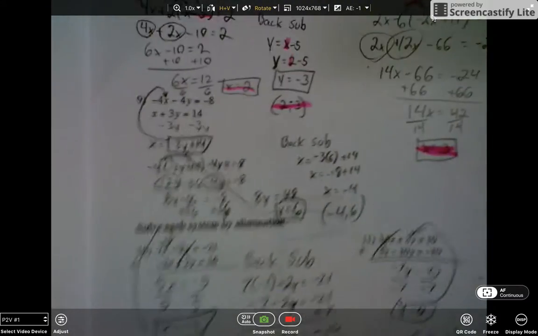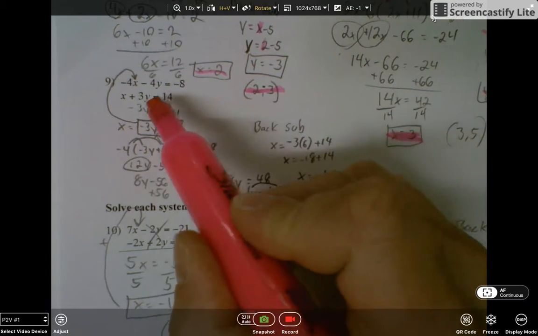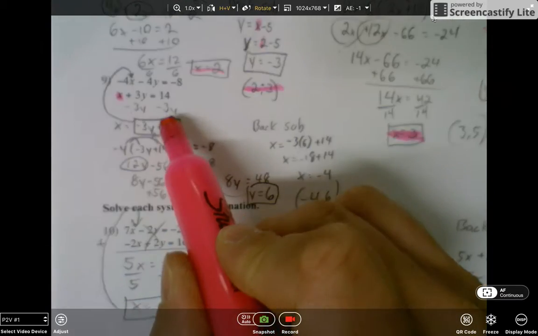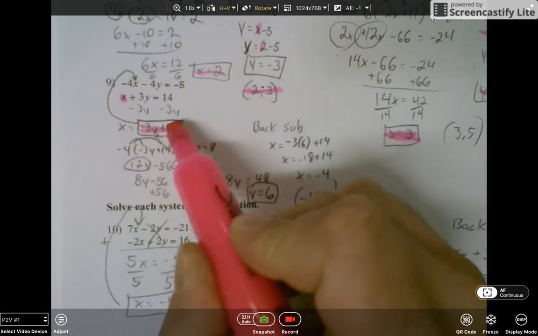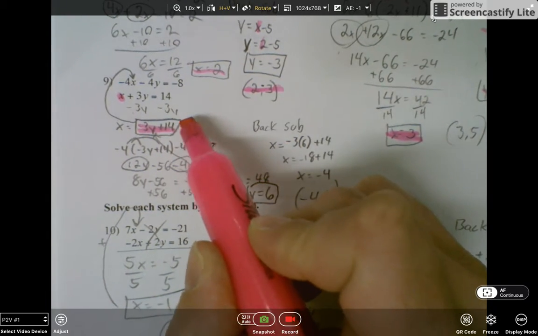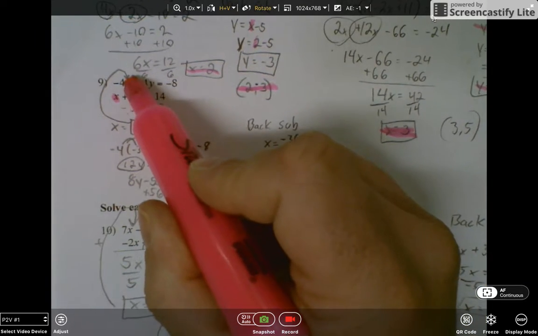Number 9, they're only going to see one of these on the test. It's a little bit more difficult because they don't have an x equals or y equals equation, but this x is by itself. So if I minus 3y from both sides, there's my x equals equation. I get -3y plus 14, or you could have written 14 minus 3y. It's the same thing. So then I substitute it here.